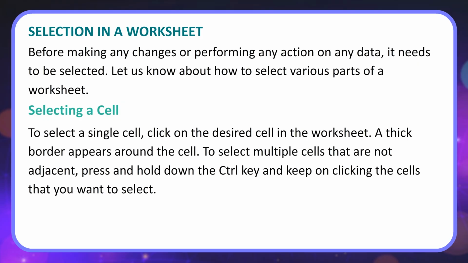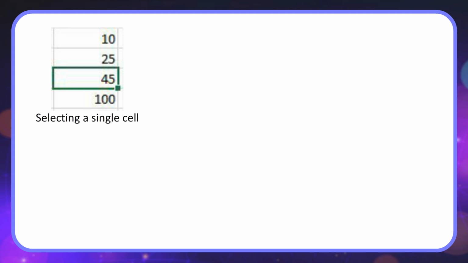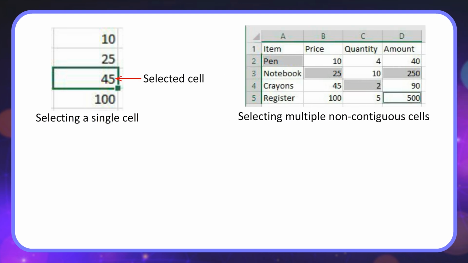To select multiple cells that are not adjacent, press and hold down the Control key and keep on clicking the cells that you want to select. Selecting a single cell. Selected cell. Selecting multiple non-contiguous cells.